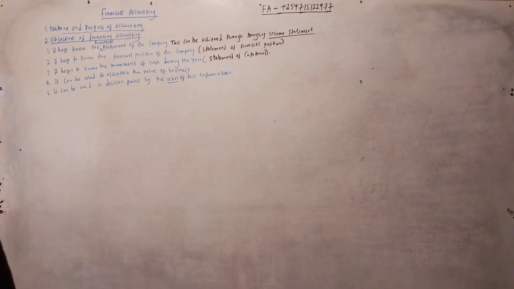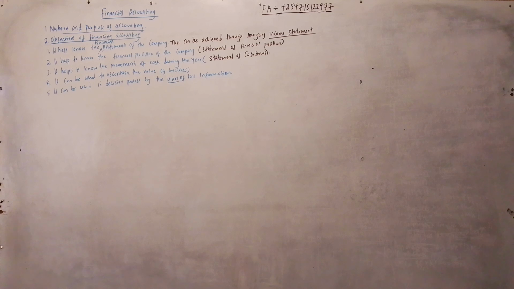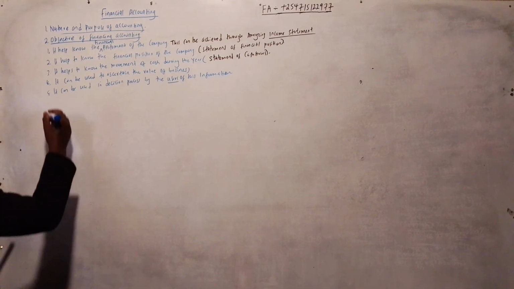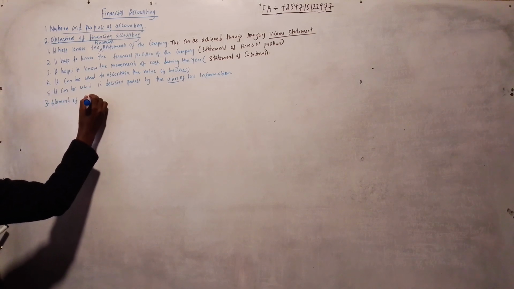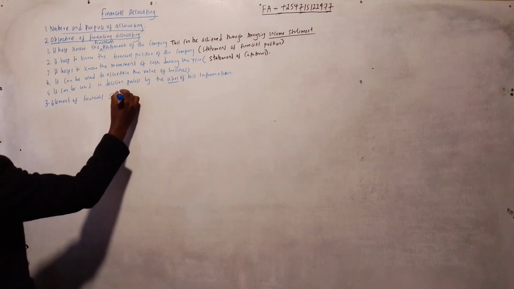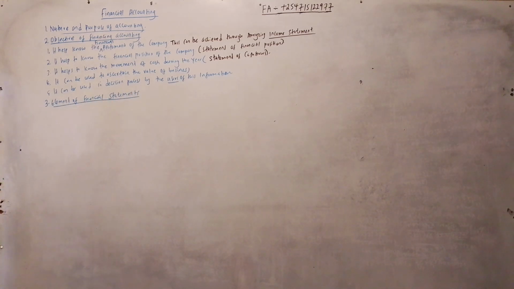So number 3, the next item we are going to talk about is the elements of the financial statements. Elements of the financial statements, these are the parts which form the financial statements.